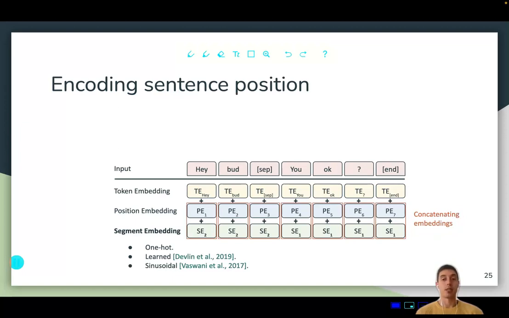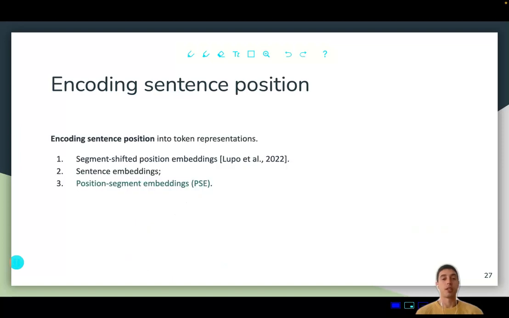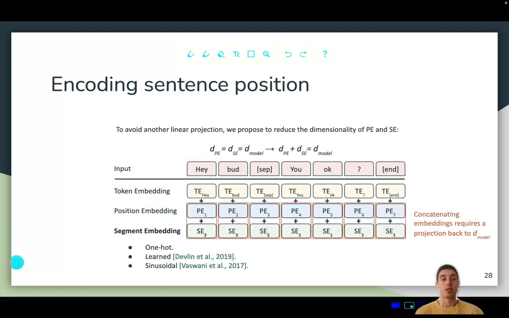However, this is an expensive operation because then it would require a projection back to the dimensionality of the model. To avoid this expensive operation, we propose to adopt position segment embeddings. The idea consists in reducing the dimensionality of position embeddings and segment embeddings to two dimensionalities, D_PE and D_SE, that summed up together are equal to the dimensionality of the model.